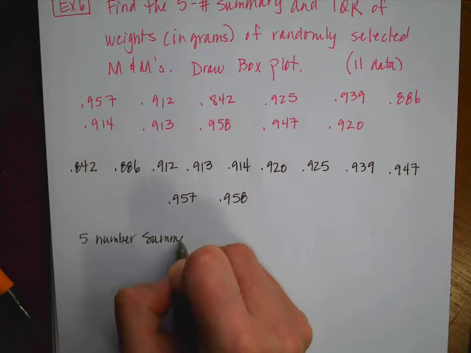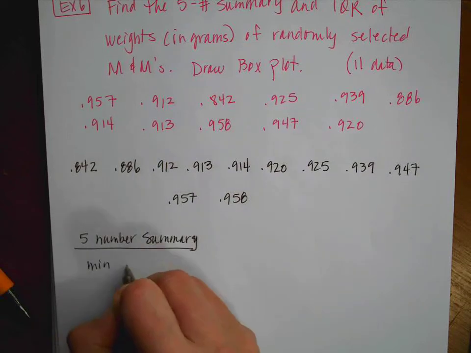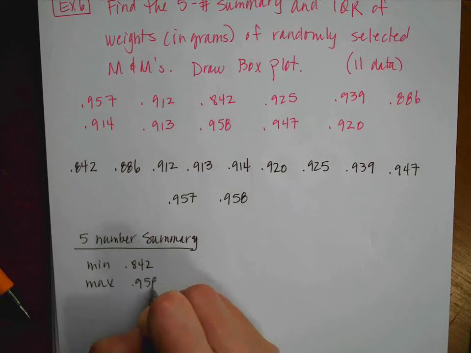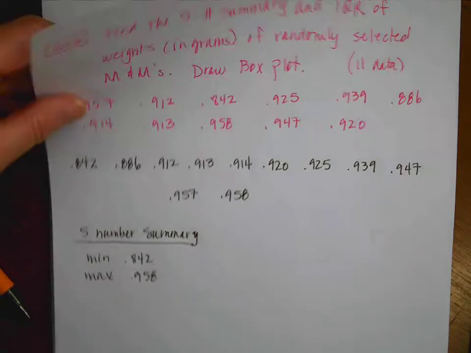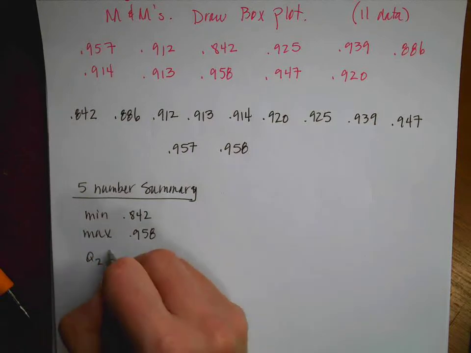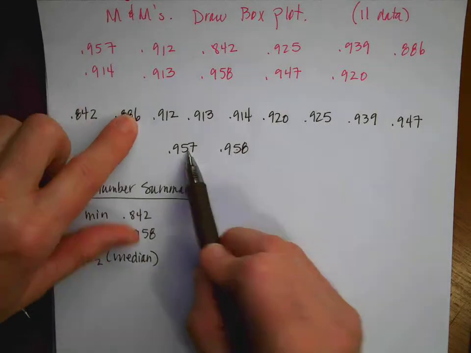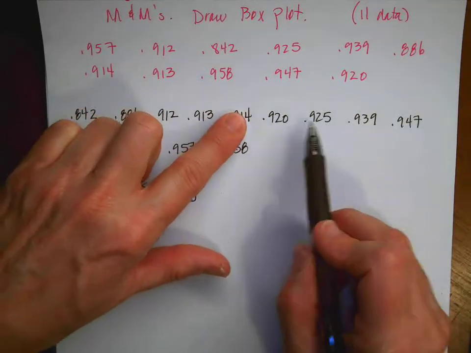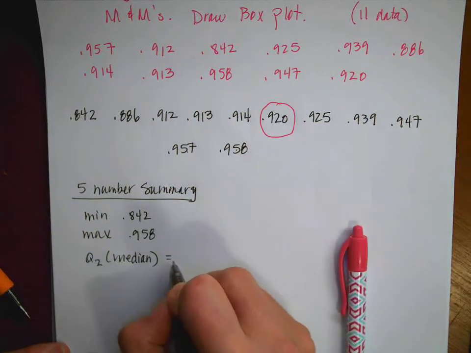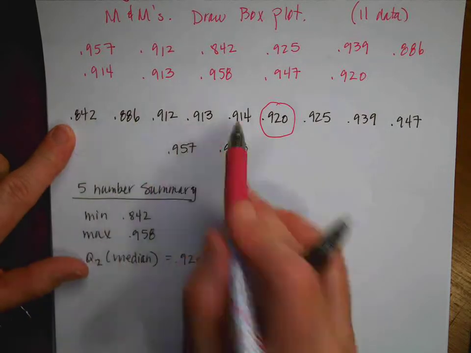So as we start our 5-number summary, okay, the extremes are easy. So your minimum obviously is 0.842, and your max is going to be 0.958. That would be a really big M&M, okay? So then now we need to find the middle. So we need to find Q2. Remember, that is the median. So if I go down, there's 1, 2, 3, 4, 5. The 0.920 is the middle. Okay. So I'm going to write that this is 0.920.